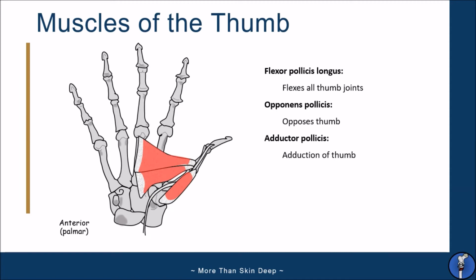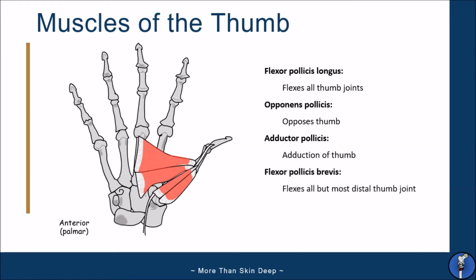Medial to opponens pollicis, but still deep in the palm, is adductor pollicis. This has 2 heads and originates from the capitate carpal and metacarpals 2 and 3. It inserts into the proximal phalanx to bring the thumb towards the fingers in the process of adduction.